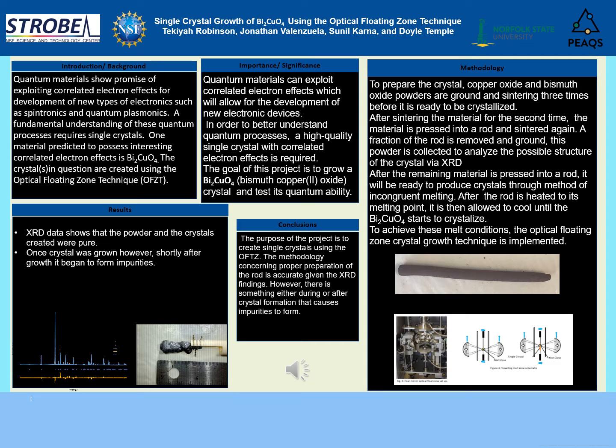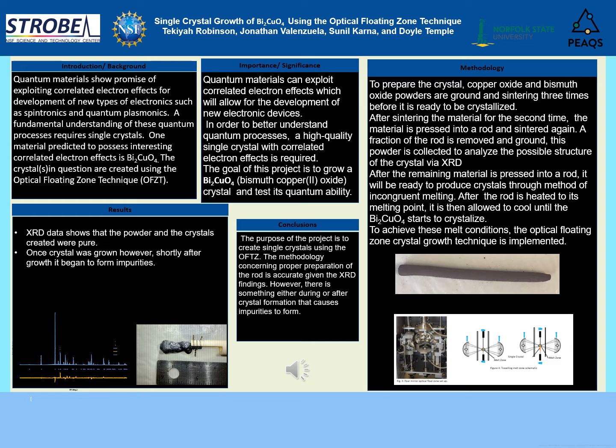To grow single crystal samples of bismuth copper oxide, a ceramic rod composed of bismuth oxide and copper oxide is created and melted until both oxides reach a liquid phase. As the rod melts, an incongruent melting scenario occurs due to the different melting points of the two oxides, causing melting to not be uniform. As the melt begins to cool, bismuth copper oxide will crystallize from the melt.